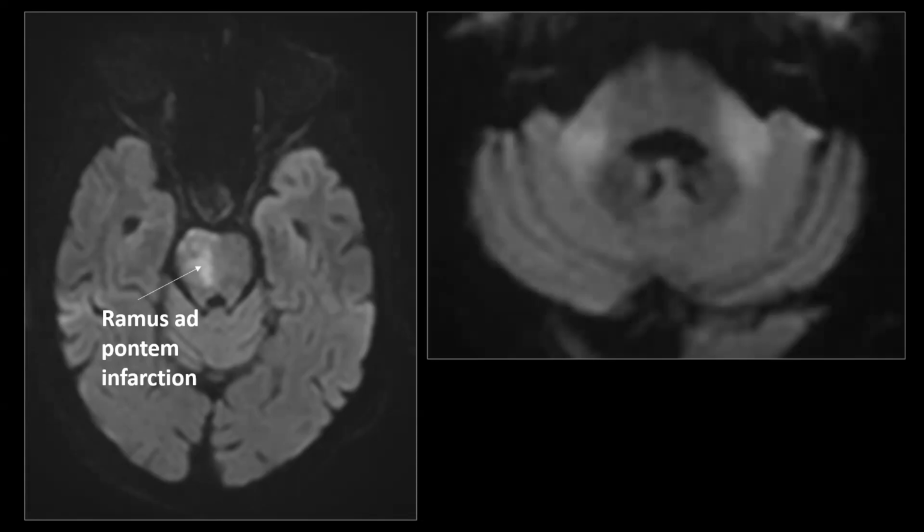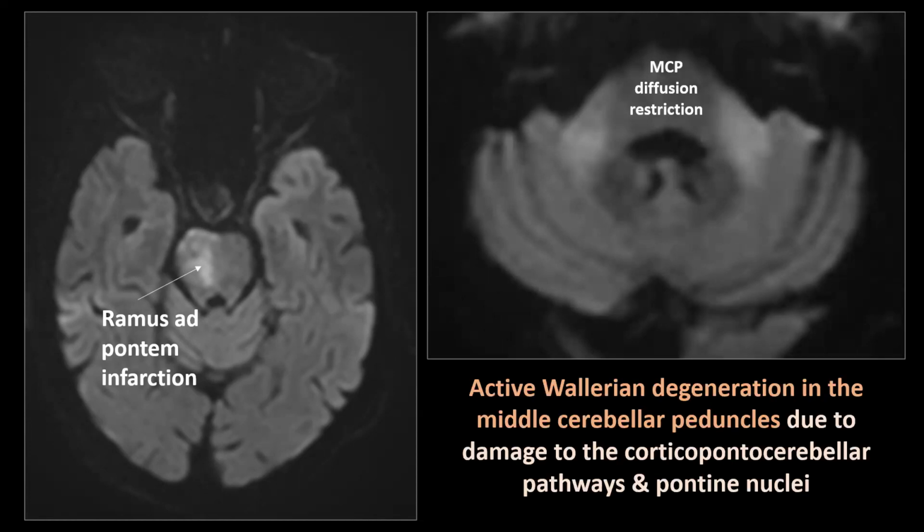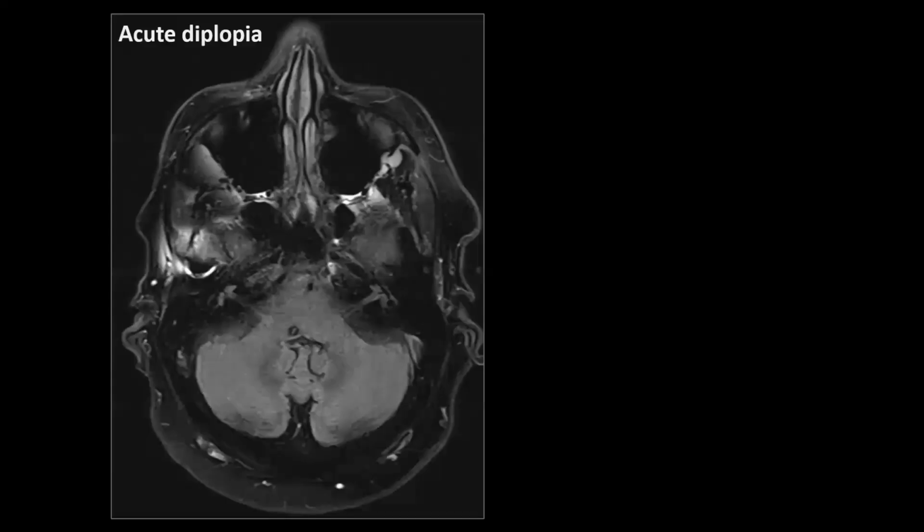Okay, this is a patient with a ramus ad pontem infarction, an infarction caused by an occlusion of the perforating branches for the pons coming from the basilar artery. And this patient also had diffusion restriction in both cerebellar peduncles. Why is that? Well, that is because the pontine nuclei and the corticopontine tracts are damaged, causing bilateral Wallerian degeneration of the middle cerebellar peduncles. Let's move on to another case.